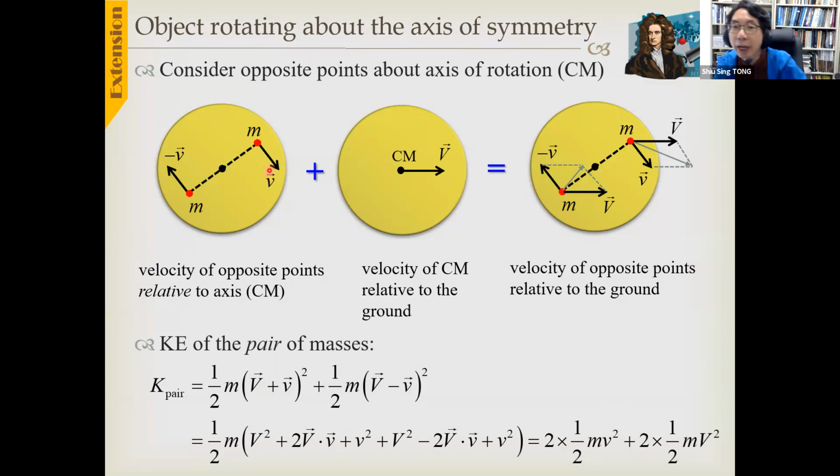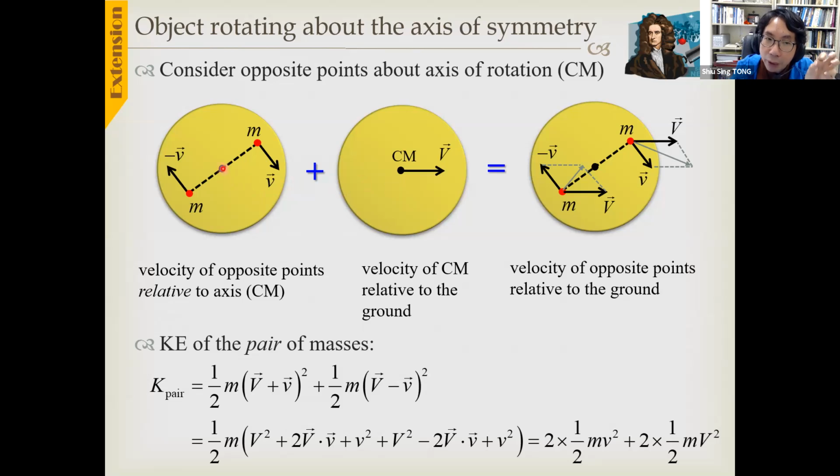Now we have a special case for this. Suppose we have a circular object. This may be, say, a cylinder, or maybe a sphere, or maybe a spherical shell, whatever it is. Suppose it's rotating about this axis, and it also has a translational velocity of its center of mass. So the motion is actually the sum of these two.